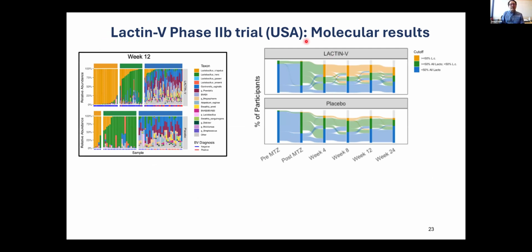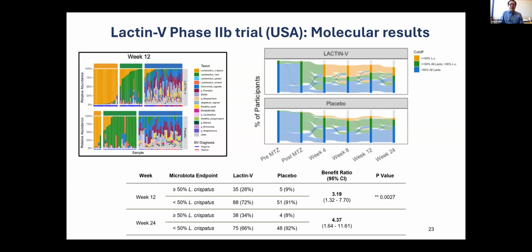If you look at that in a Sankey chart, this is 4 weeks into treatment, and then this is when they stop treatment. You can see a lot more Lactobacillus crispatus here in orange in women who received Lactin-V than women who just received antibiotics alone. In terms of a benefit ratio, at week 12 there were 3 times more women with at least 50% Lactobacillus crispatus within their vaginal microbiome in the Lactin-V group versus placebo. And at 24 weeks, which is 12 weeks after stopping delivery of the product, that seemed to persist fairly well.